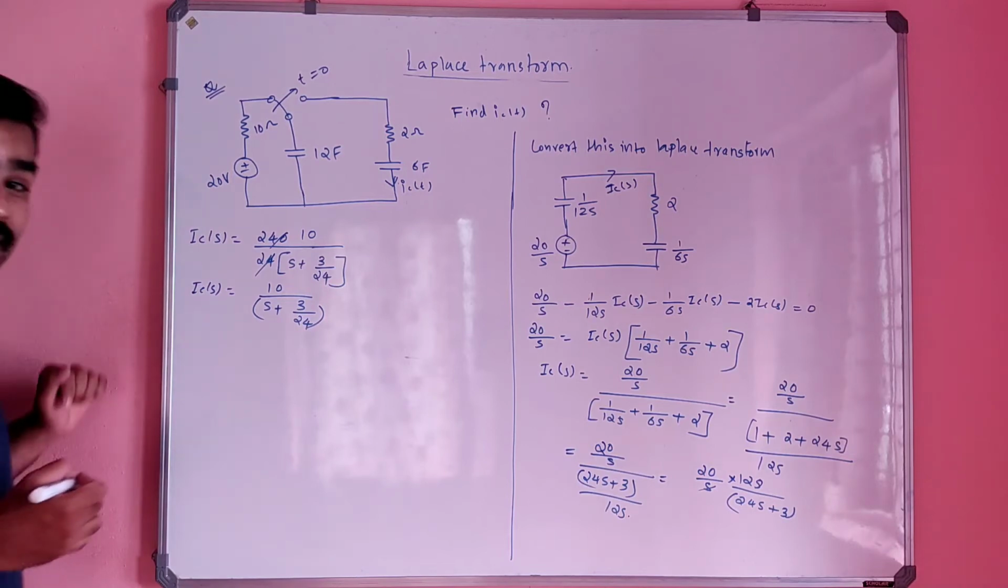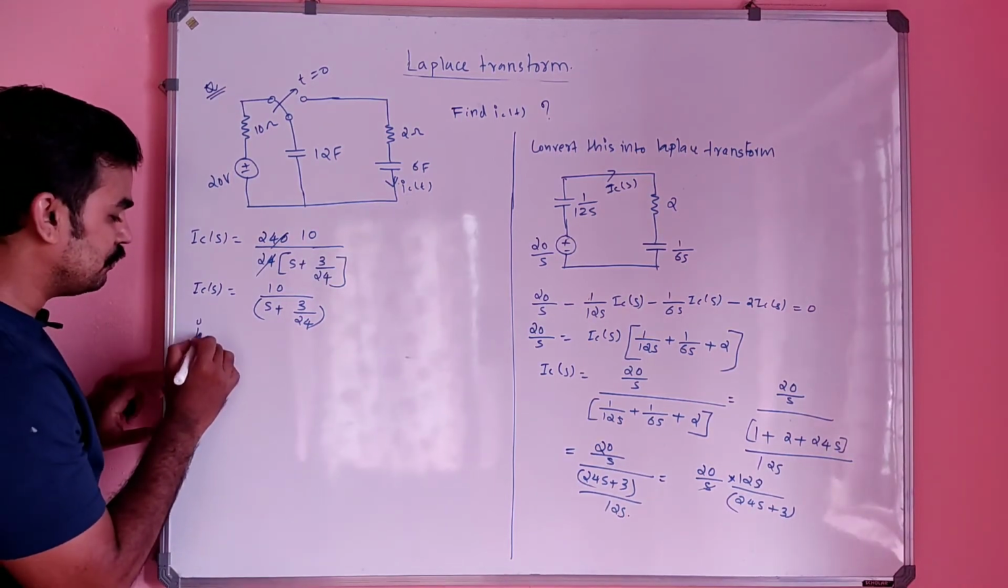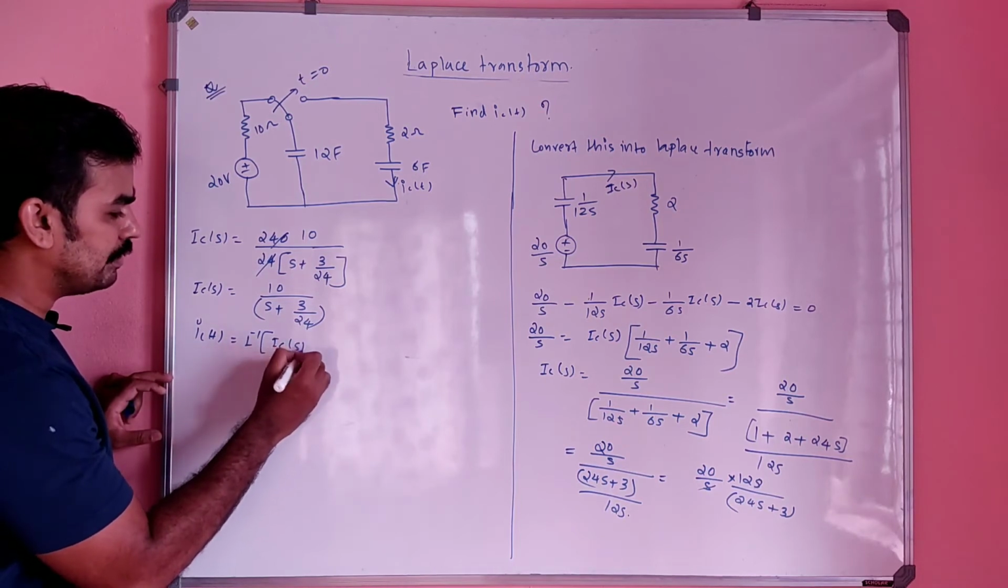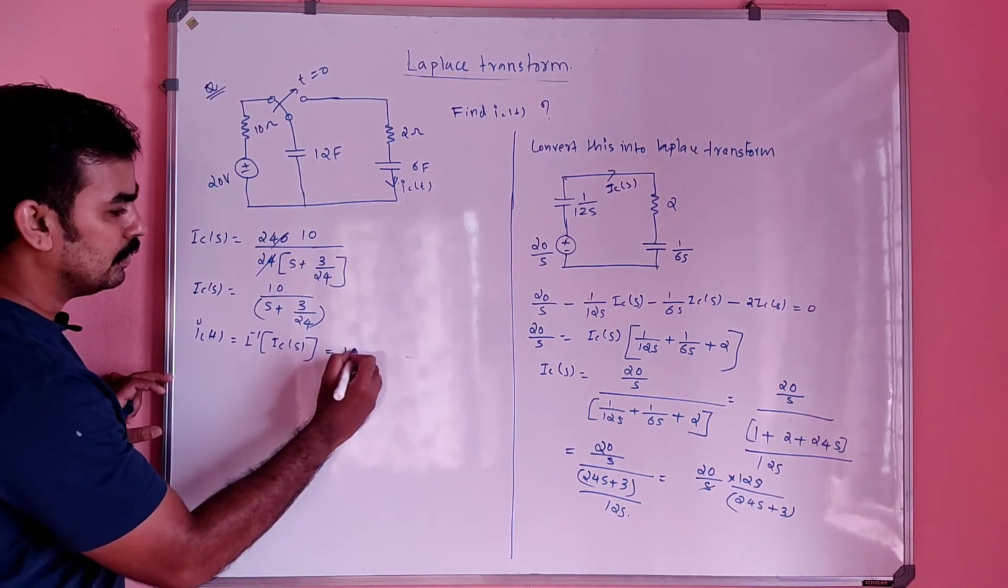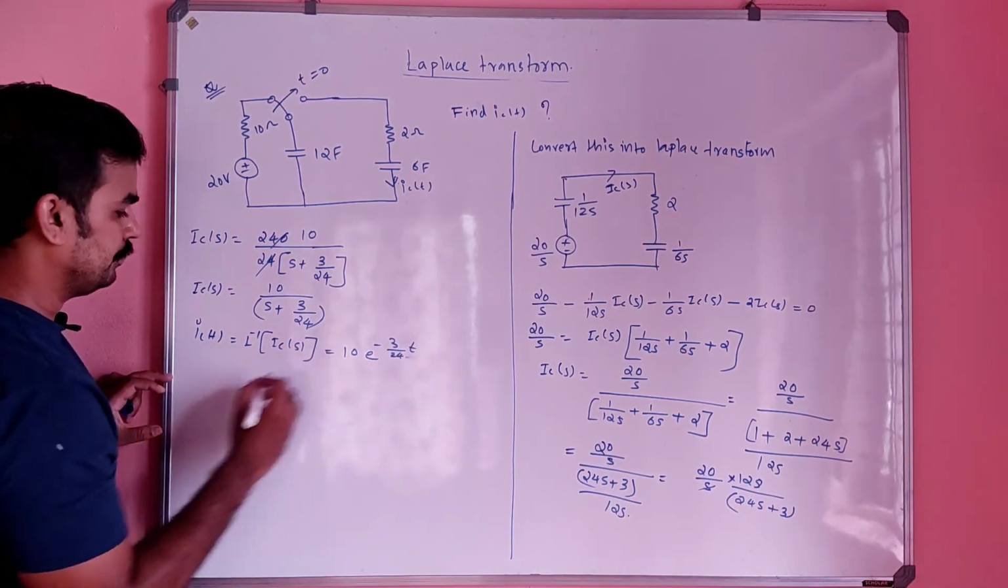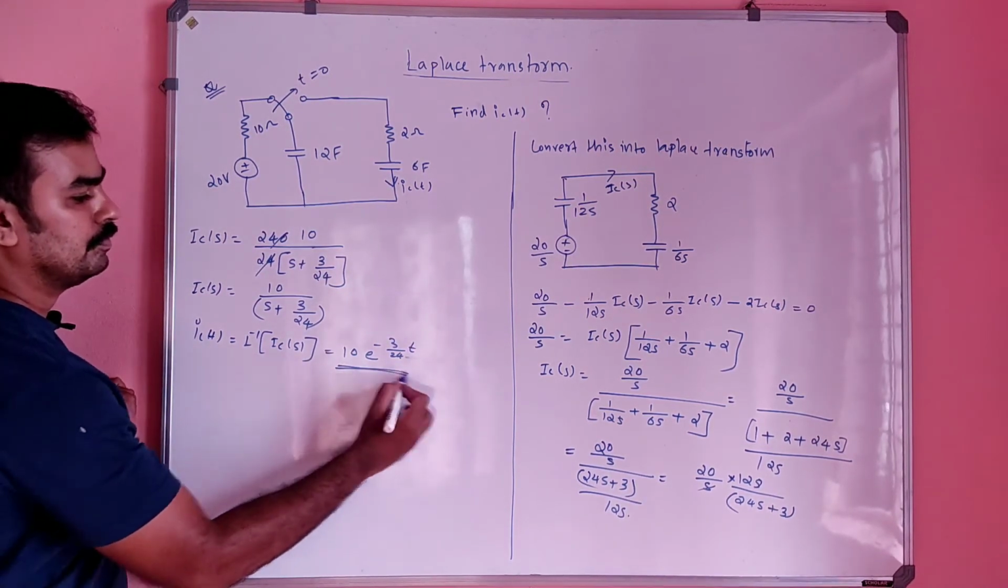See how easy it will be now. IC of t will be simply L inverse of IC of s, which is nothing but 10 e raised to minus 3 by 24 t. This is the answer.